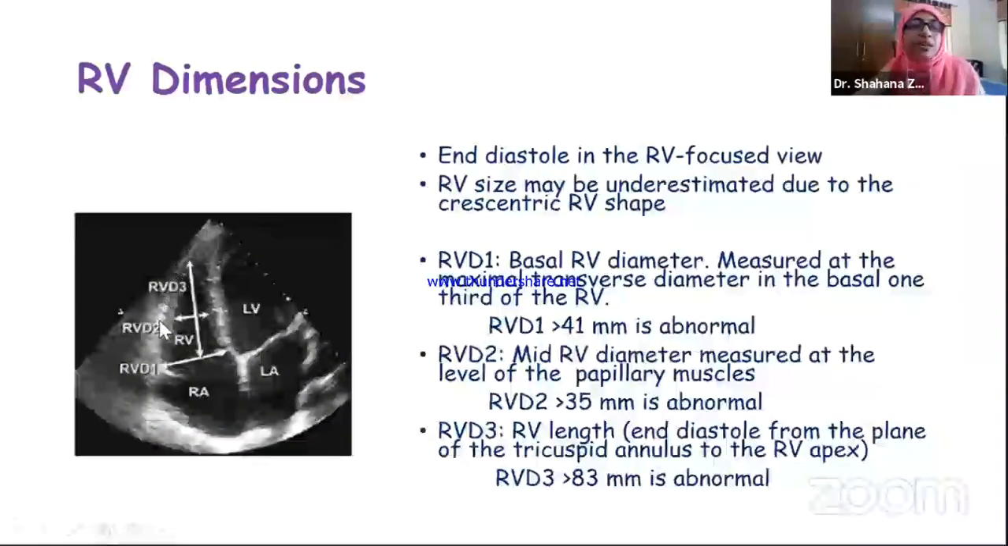RV dimension: for the measurement of the RV dimension, we can use either the apical four-chamber or RV focused view, and we measure at three points: basal, mid, and along the long axis. And the upper reference range is about 41, 35, and 83 millimeters.